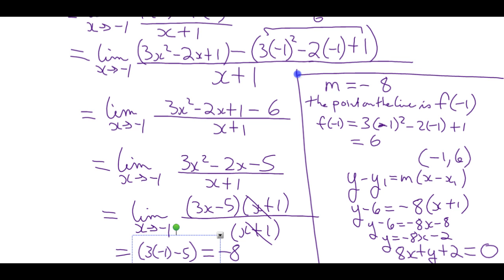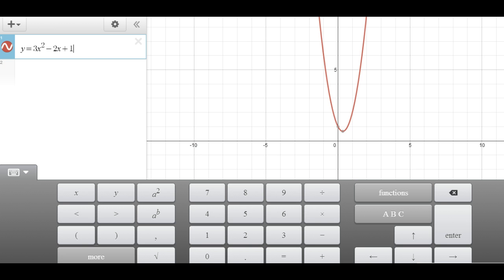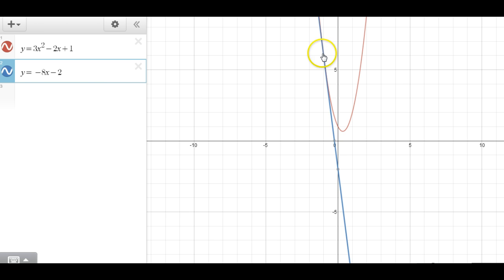So if I were to go back to Desmos and just graph y equals -8x minus 2, because that's easier to type in than this. Sorry, I kind of squeezed it. Let me drag this down. Can you see? Let's go back here. What was it? Y equals -8x minus 2. All right, and there we go, through the point -1, 6. So there's the tangent line.